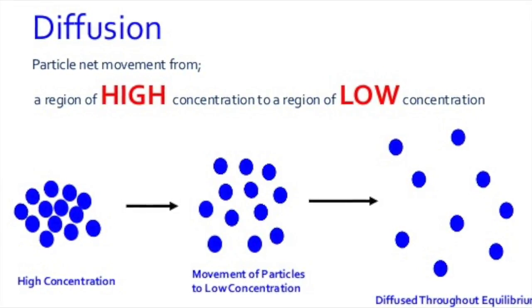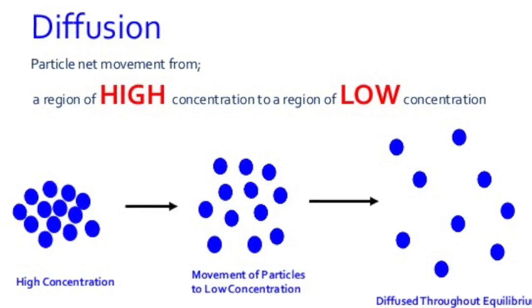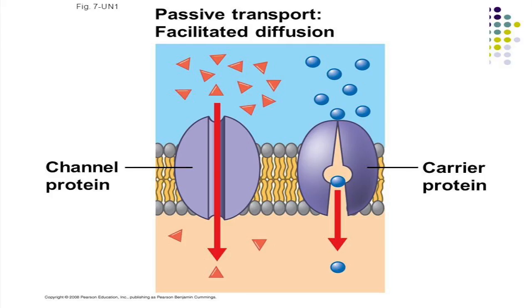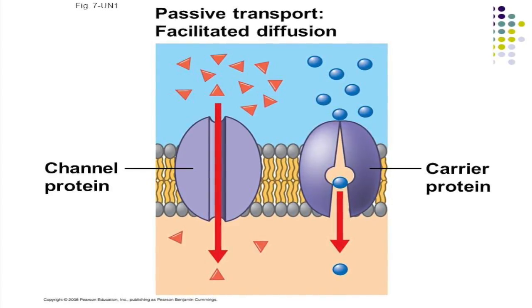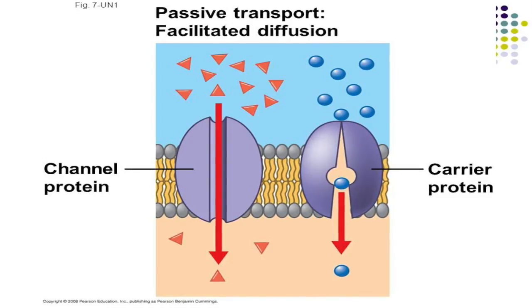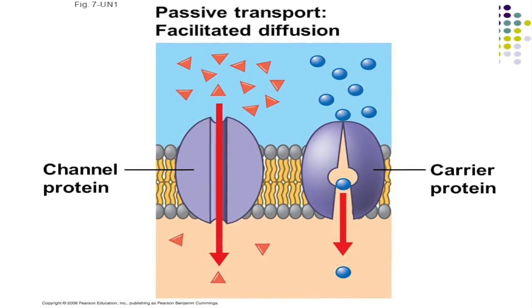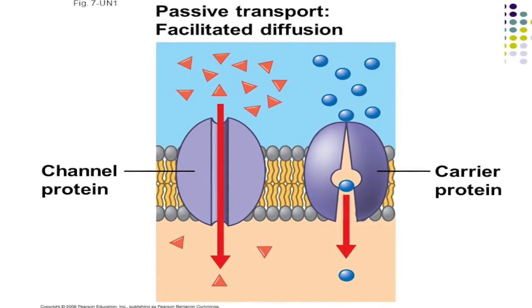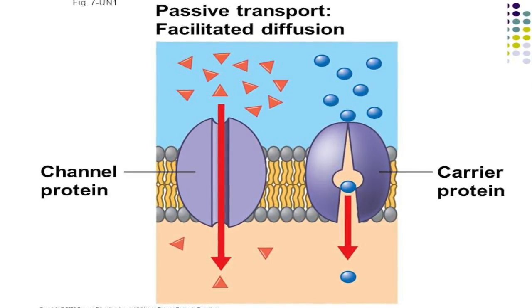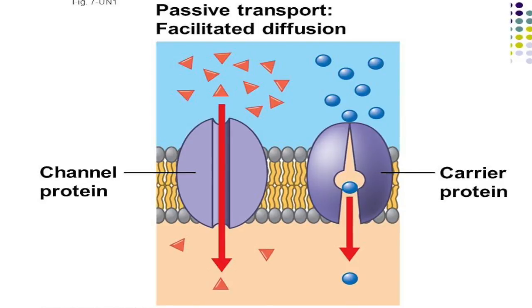But how do large, hydrophilic, and polar molecules move across the plasma membrane? The answer is through specific transport proteins that are found all throughout the cell membrane. There are two types of transport proteins, and they are channel proteins and carrier proteins. They allow for what is called facilitated diffusion, where because of transport proteins, the movement of water or a solute across the membrane down its concentration gradient is increased.